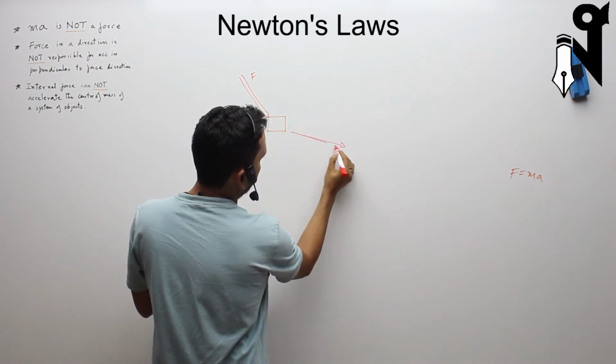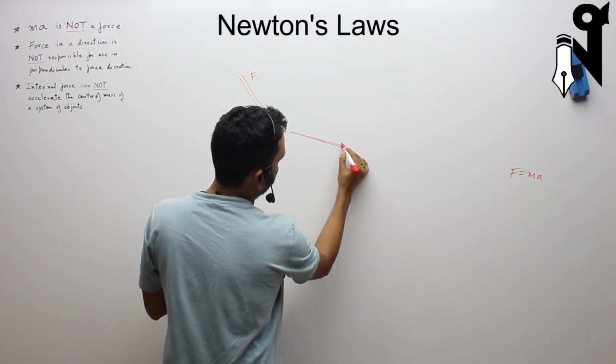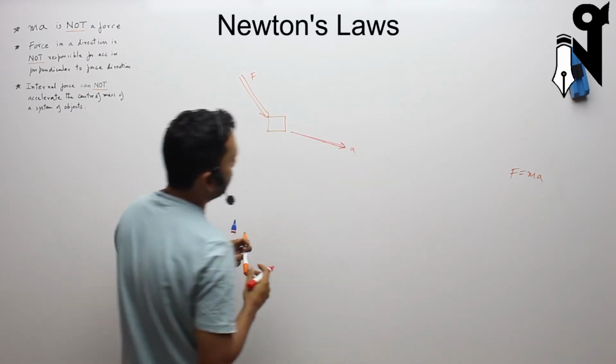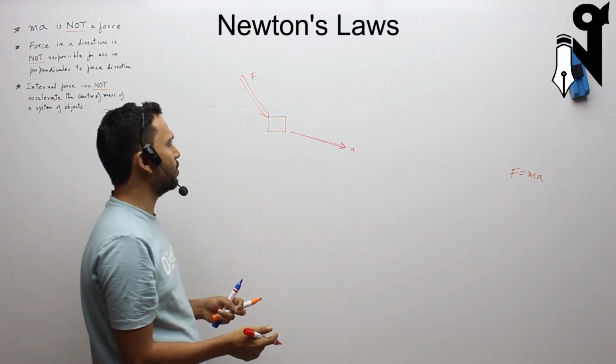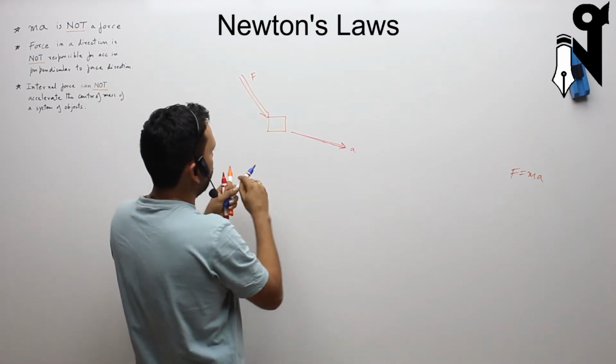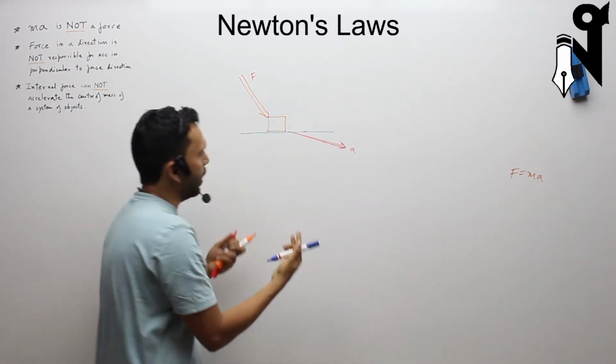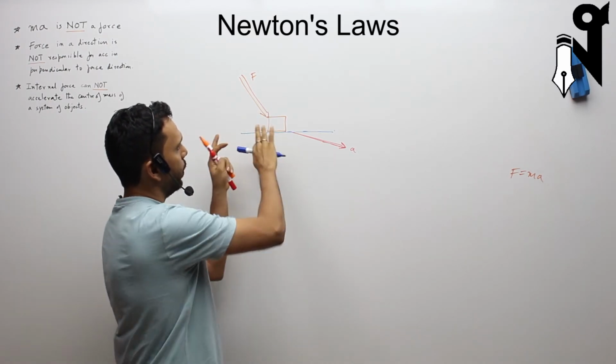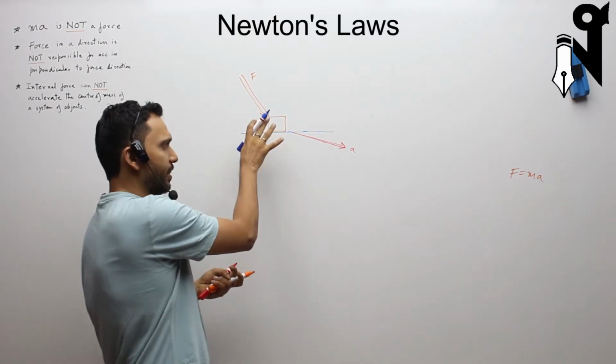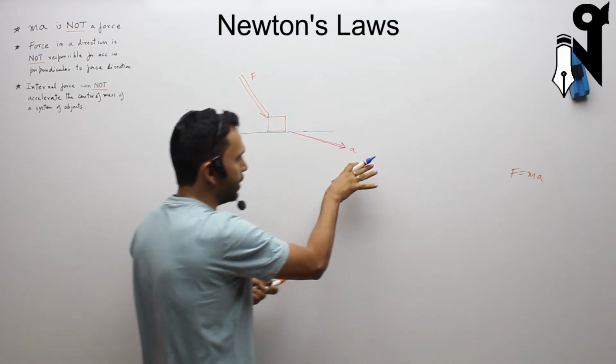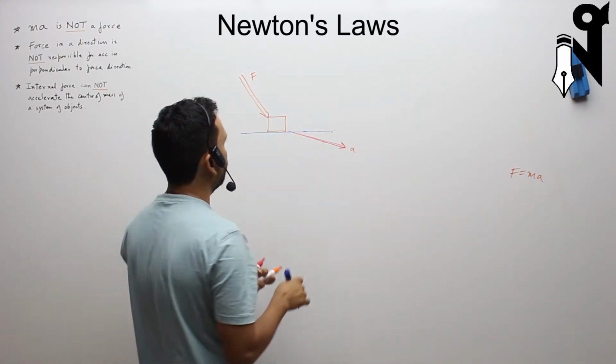The acceleration happens to be in this direction. That is your acceleration A. Now how is that possible? Maybe there was a platform and this platform was moving down while the body was going forward or whatever. The acceleration with respect to ground is this direction, the red direction, and the force is the orange direction.